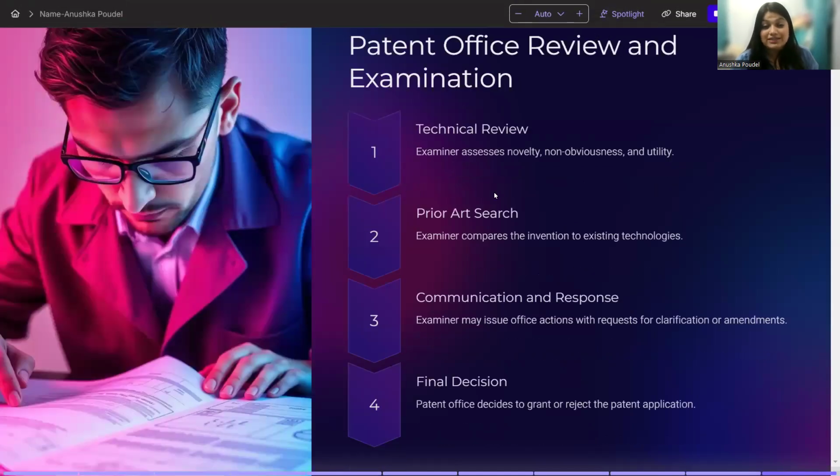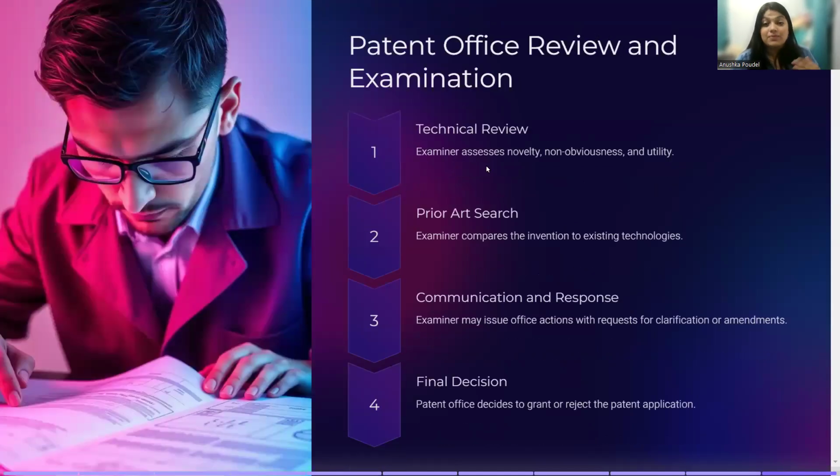Patent office review and examination, technical review. The examiner assesses novelty, non-obviousness, and utility. The prior art search will compare the invention to the existing technology and see if you have added something new or if it is just something that already exists and you have given it some other name. Communication and response. The examiner may issue office actions and request clarification or amendments. Final decision. The patent office will decide whether to grant you a patent or to reject your application.